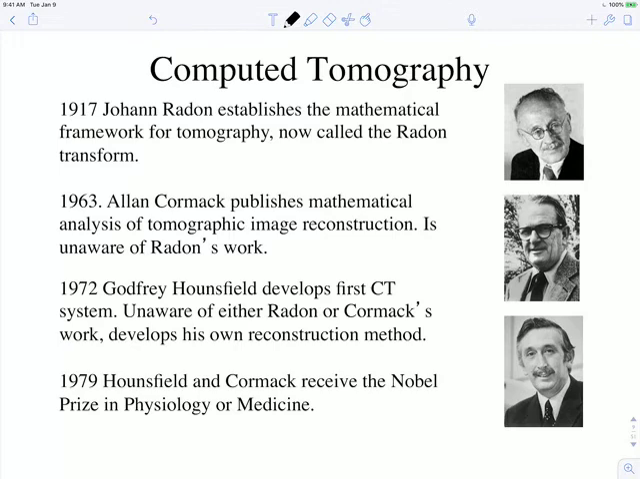Now, interestingly enough, the math behind this was discovered in 1917. So someone could have actually done this in 1917. Then in 1963, Alan Cormack, I believe he was doing radio astronomy, reinvented this whole algorithm without knowing about Radon's work. And in 1972, Godfrey Hounsfield reinvented it all again. He didn't know about either Radon's or Cormack's work, but he applied it to medical imaging, and that's why he got the Nobel Prize. Later they discovered that the math had already existed, but he was really the first person to put everything together.